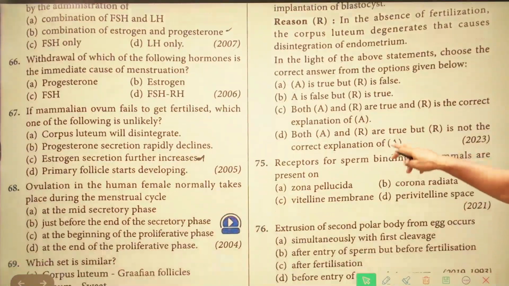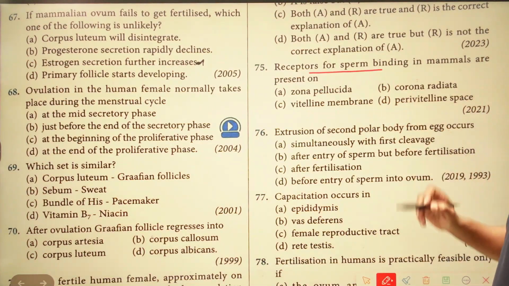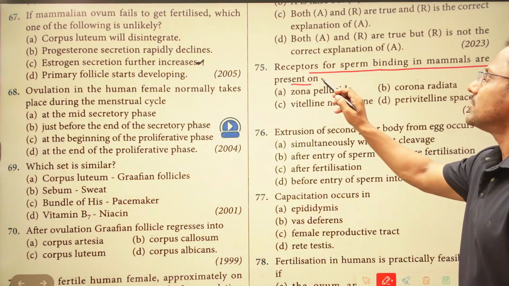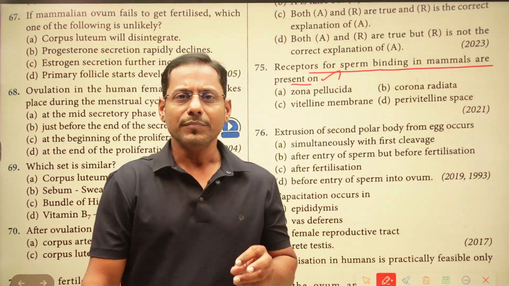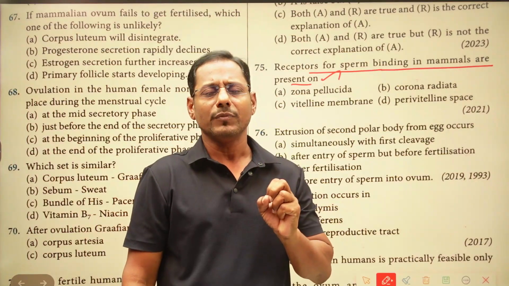Now the second question, the 75th question, we are going to see. Receptors for sperm binding in mammals are present on, right? Here we have to observe one thing. The sperm is going to attach to which part of the ovum?